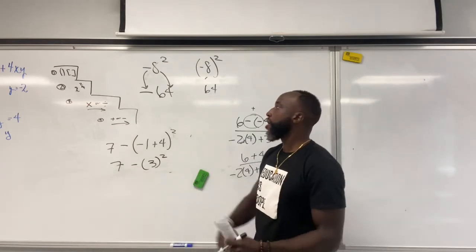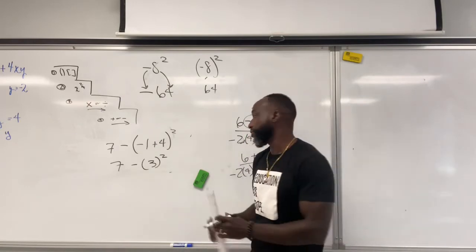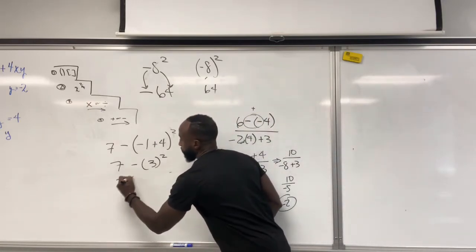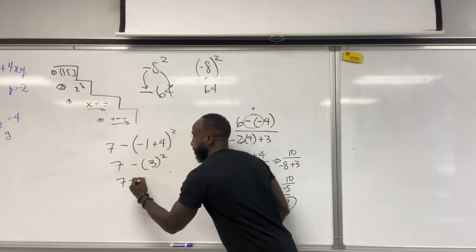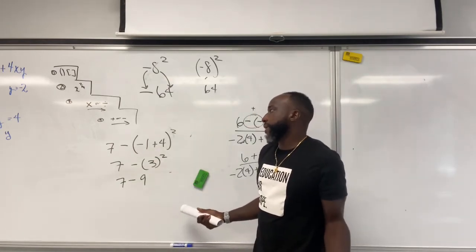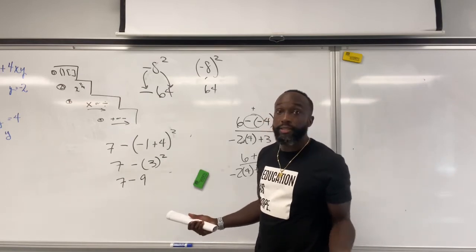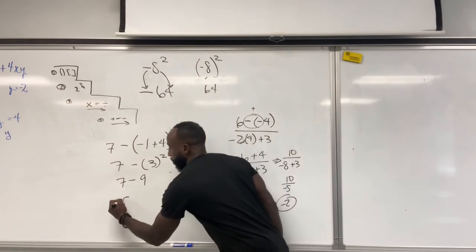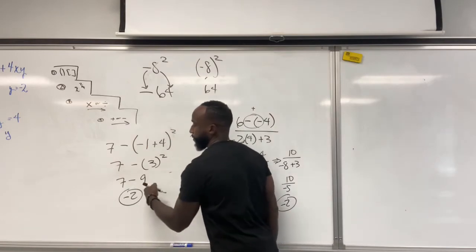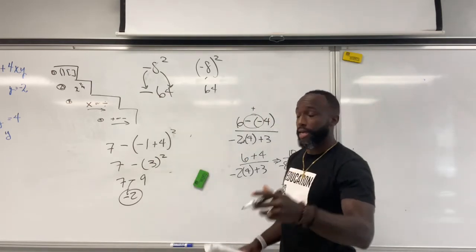The next thing, are there exponents? There are exponents. Since there are exponents, you do exponents. So it'll be 7, bring that minus sign down. 3 to the second power is 9. And finally, you see if there's multiplication or division. No. Addition or subtraction. There's subtraction. So you subtract: 7 minus 9. Different signs, subtract. Keep the sign of the bigger number. Then you'll be exact.